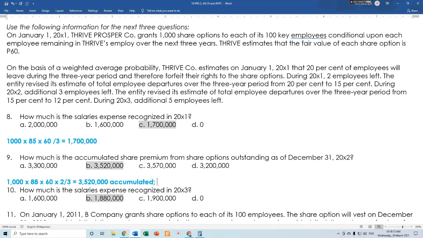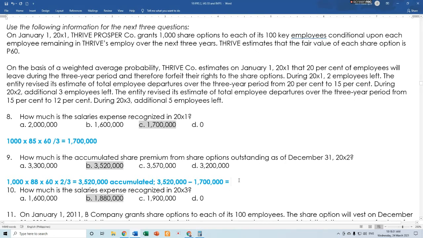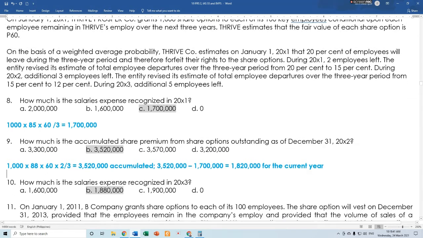Tapos, kung gusto mong makompute yung expense, ang gagawin mo, 3,520,000 minus yung na-recognize mo na 1,700,000. So, ang lalabas dito ay 1,820,000 for current year. Yan. Okay, para lang comprehensive yung computation.